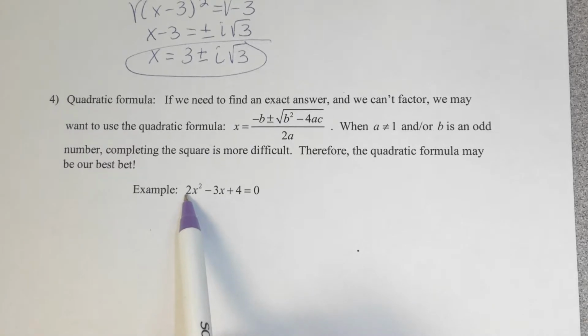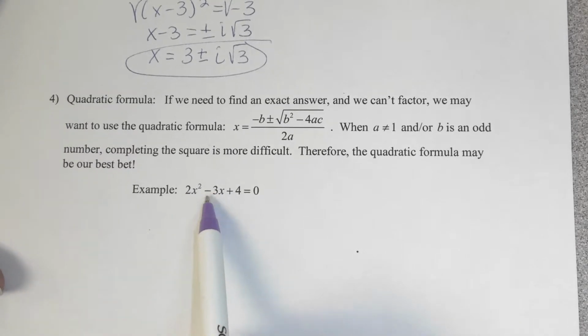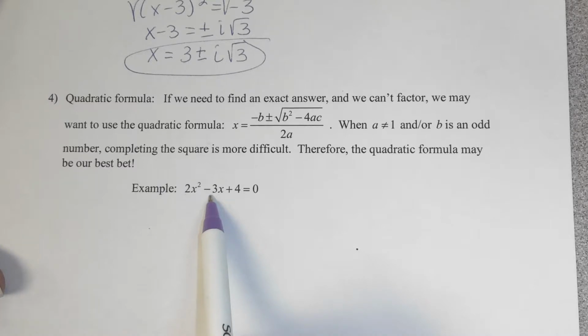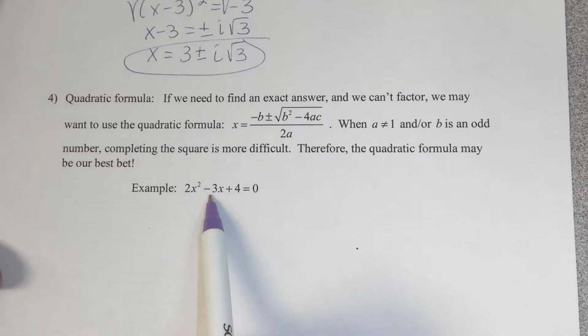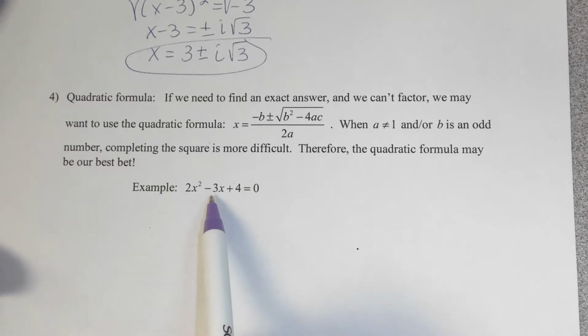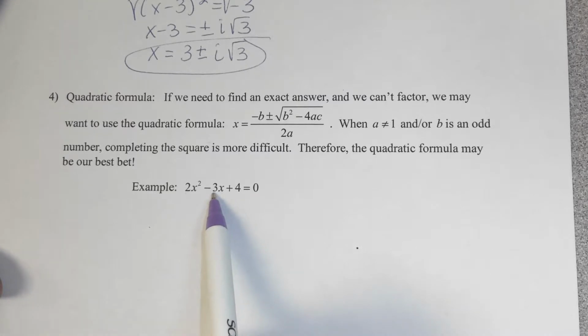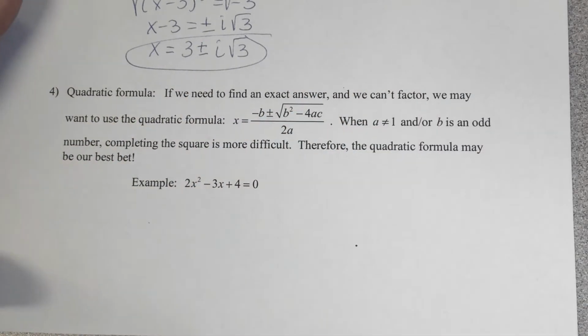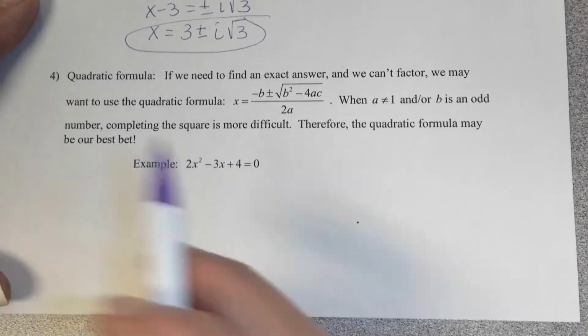It's not necessary. Because I would get 3 halves here, and then I'd have to take half of 3 halves. What's half of 3 halves? Half of 3 halves is 3/4. And then I would have to square that. What's 3/4 squared? 9/16, so I'd have to add that to both sides. Do you see my point? That this would be difficult, okay?